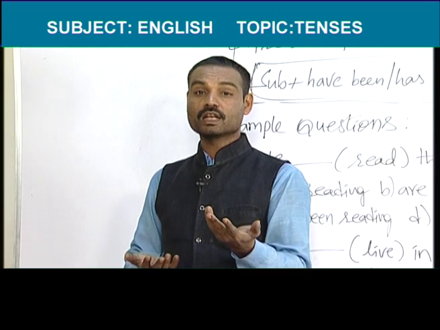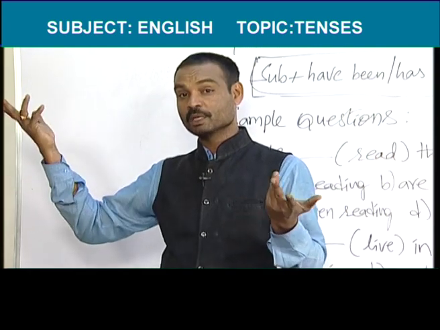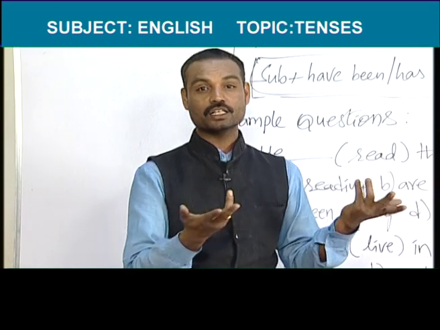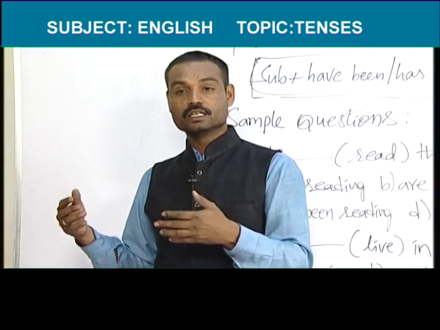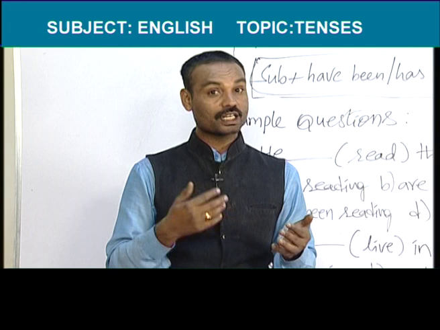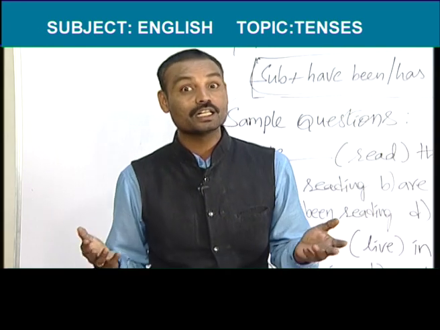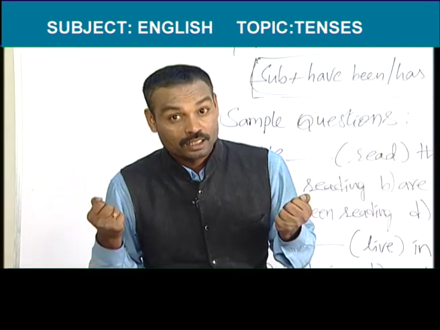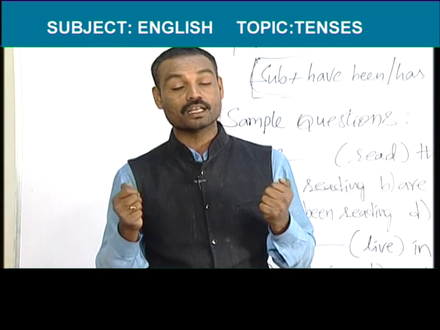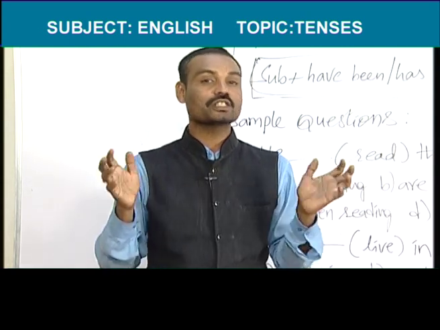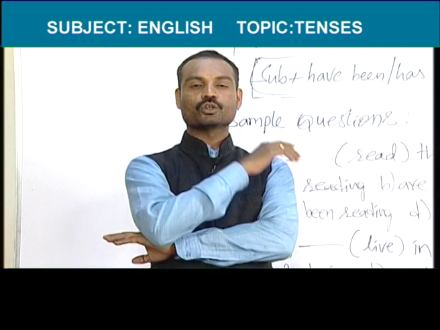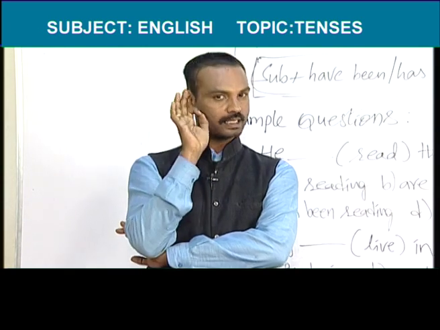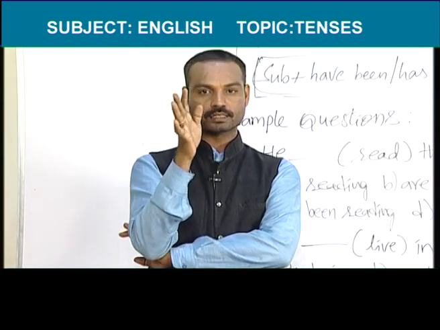How to remember 12 from Jan to December? How many months are there? 12 months are there. In English also there are 12 tenses. In every year there will be 12 months. Whenever you forget the number of the tenses, you can immediately remember the number of months in a year. 12 months. In English also there are 12 tenses. So among 12 tenses, the first tense is simple present tense.